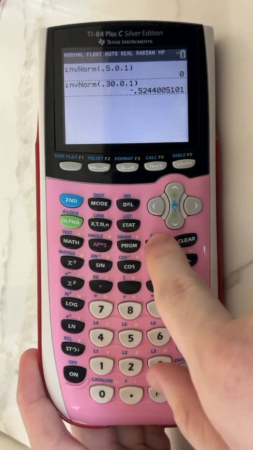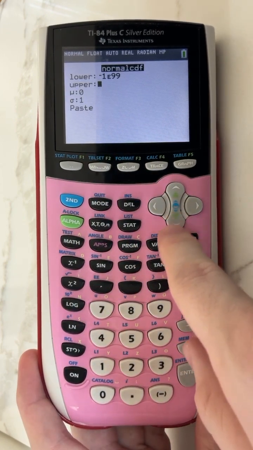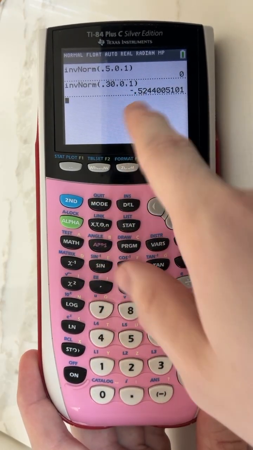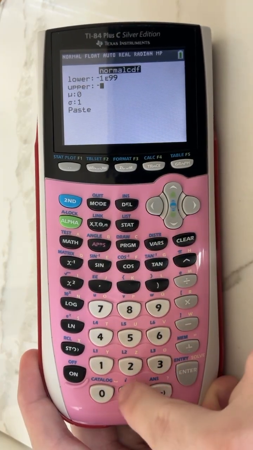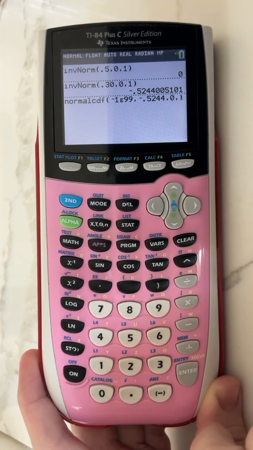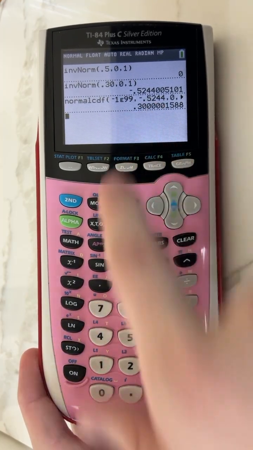And you could double check this using the normal CDF if you'd like. What we had before was minus 0.5244. So if we wanted to go up to minus 0.5244, we get, hey, guess what? 30% of the area up to that value.